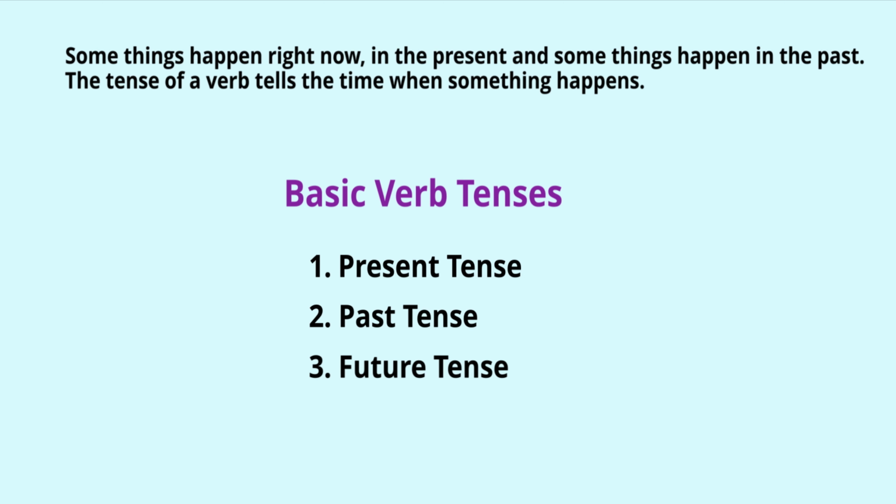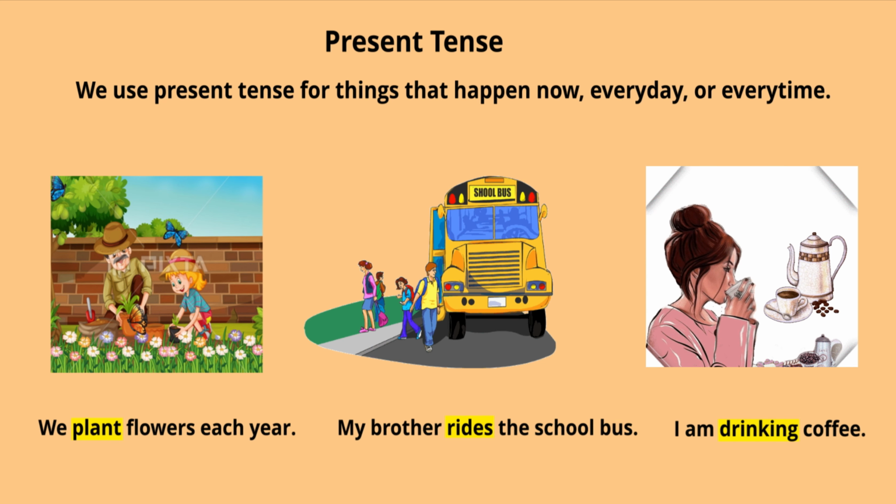Some things happen right now in the present, and some things happen in the past, and some might happen in the future. The tense of a verb tells the time when something happens. There are three types of basic verb tenses: present tense, past tense, and future tense. Now let's see the first one. Present tense. We use present tense for things that happen now, every day, or every time.